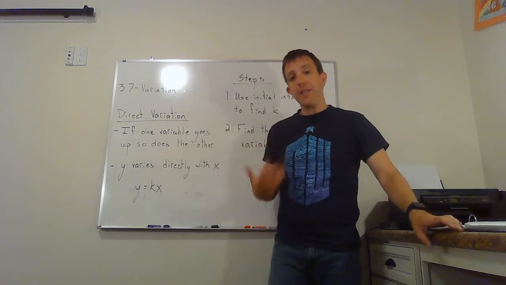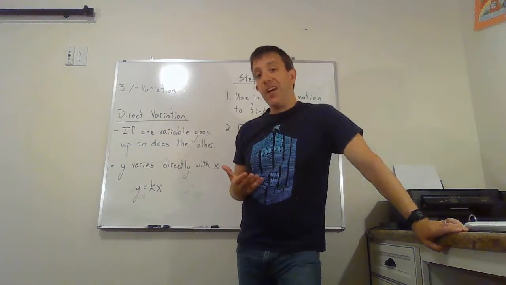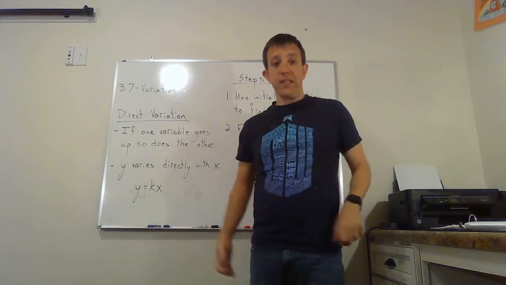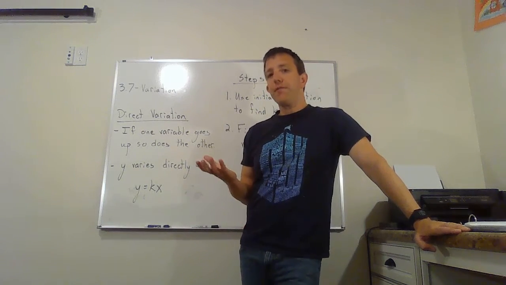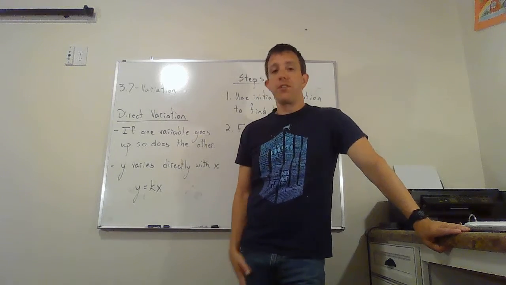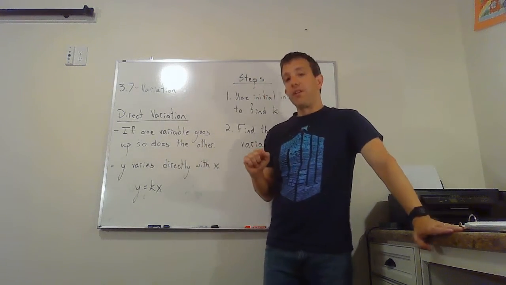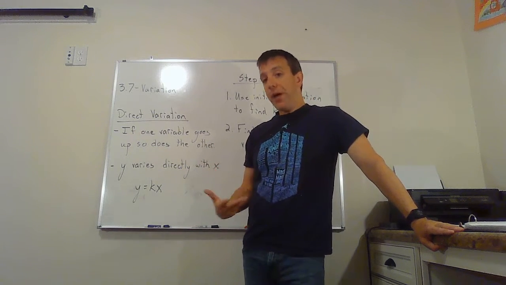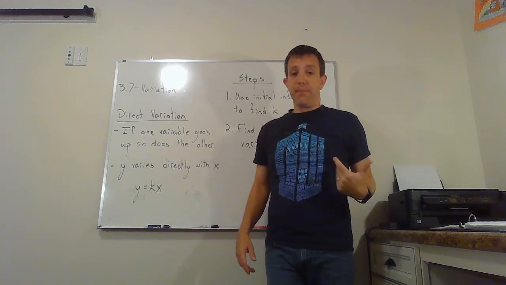In a direct variation setting, if one variable goes up, so does the other. And they go up together in a very set and easy to figure out manner. And so that's what we're going to look at, how you figure out what happens to one if you change the other variable. So for direct variation, we're looking at something along the lines of y varies directly with x. And we have a little equation that we can use to work with that. It's y is equal to k times x.